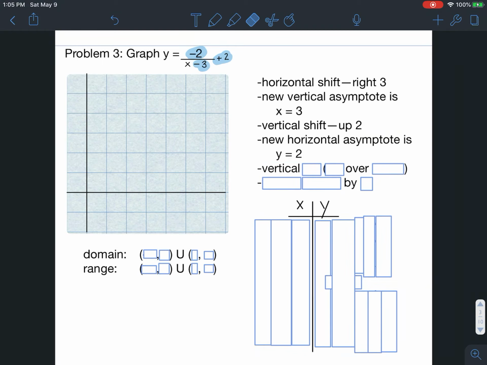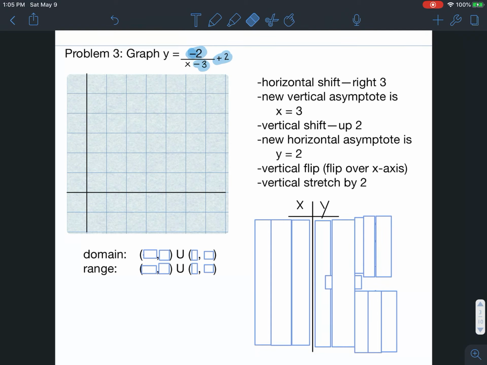Then we have a vertical flip. That's what this negative in the -2 is doing. A vertical flip is a flip over the x-axis. And then the 2 is a vertical stretch by 2. I've got to tell you, for me, that's just too much going on, and I'm going to have to revert back to a table. We did that with exponentials and logs, so I don't think you're going to have a problem.